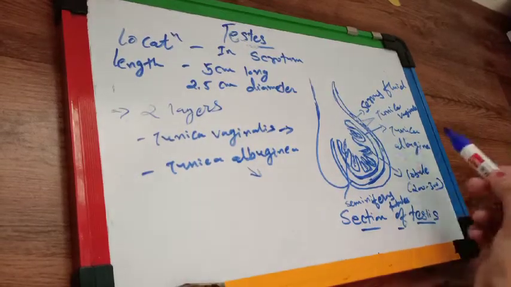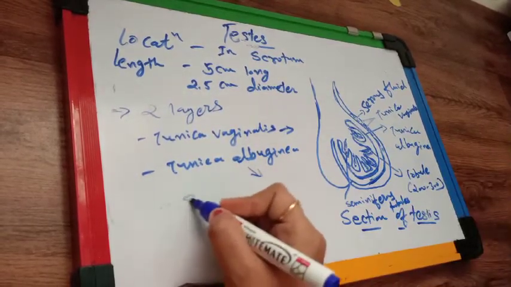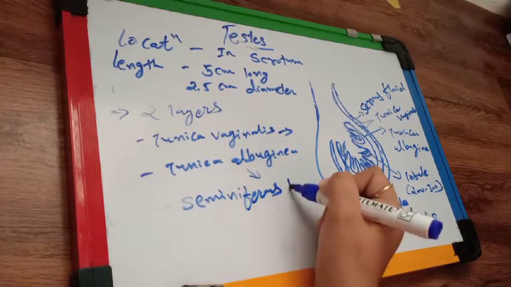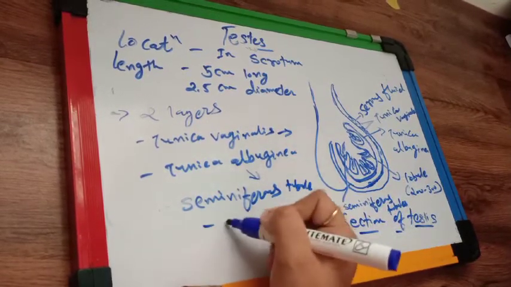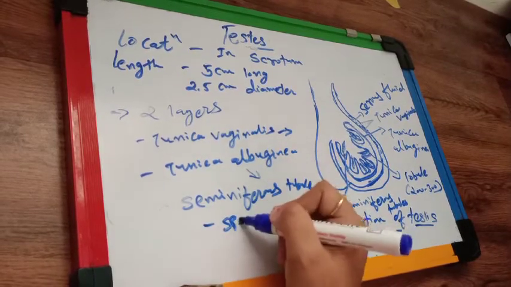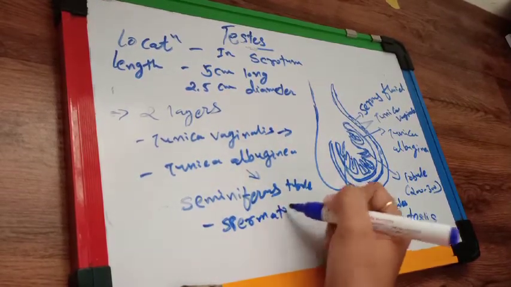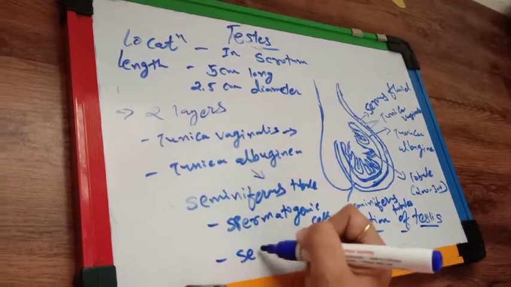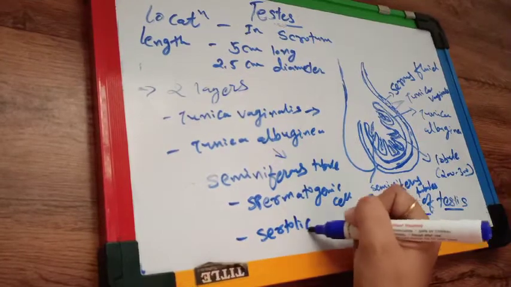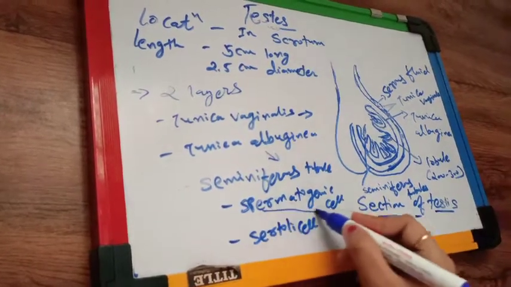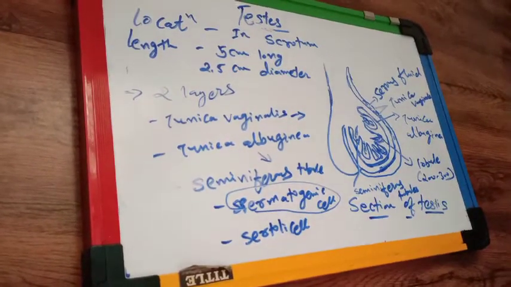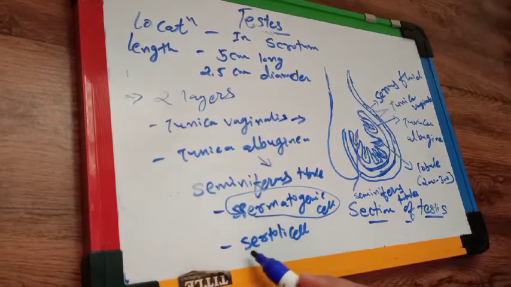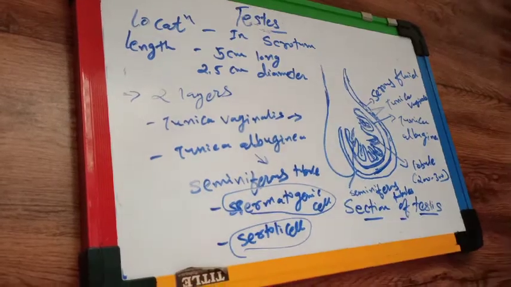Now in the seminiferous tubule, there are two types of cells: spermatogenic cells and Sertoli cells. Spermatogenic cells are responsible for the formation of sperm, and Sertoli cells support spermatogenesis.